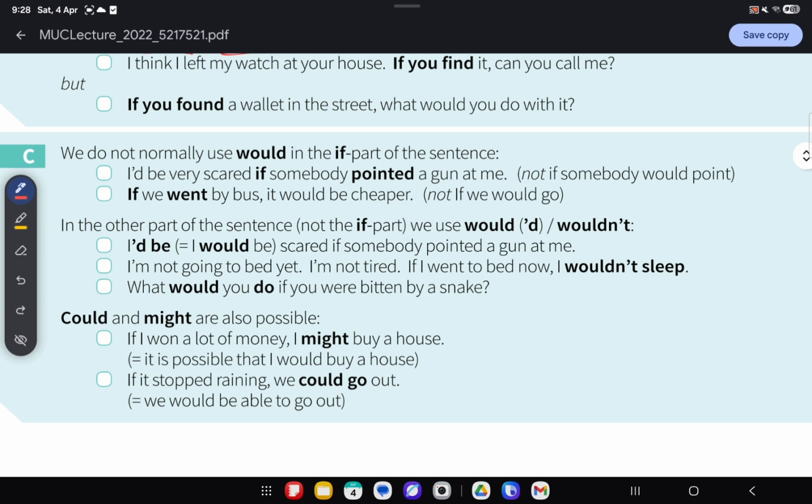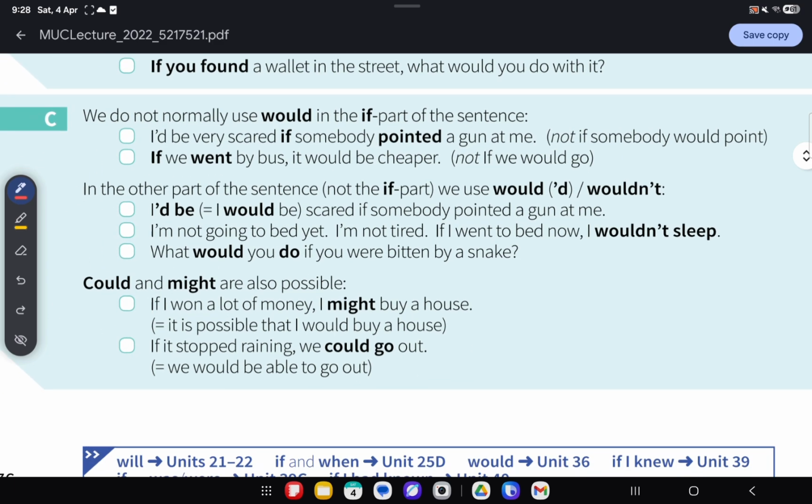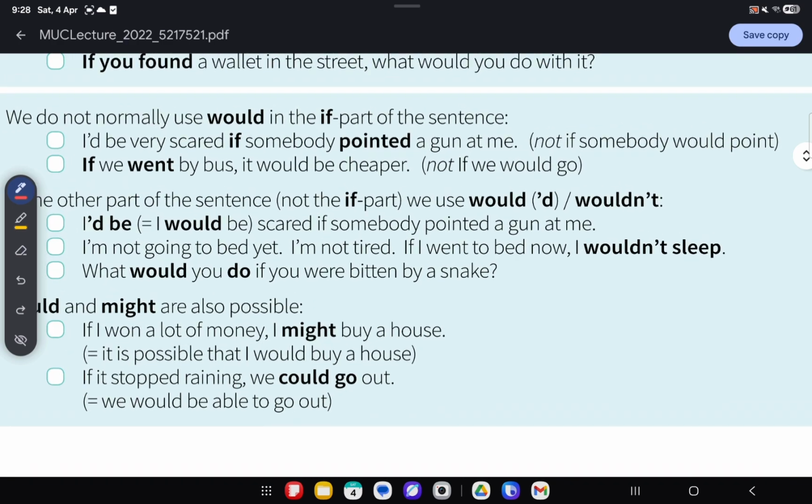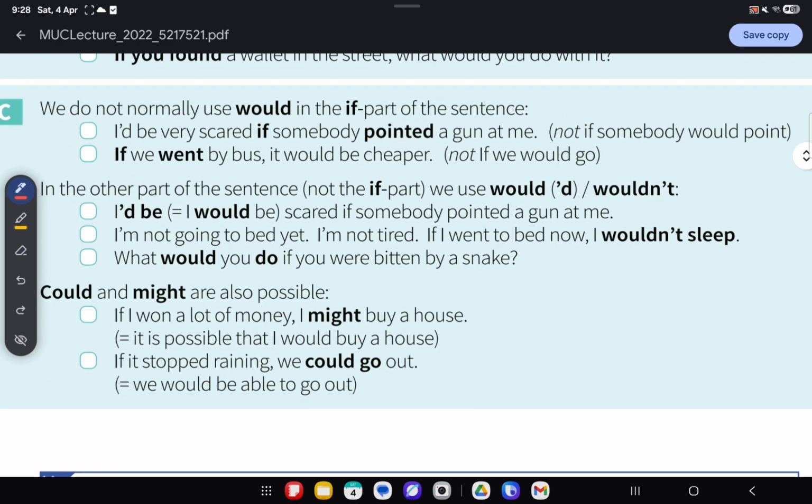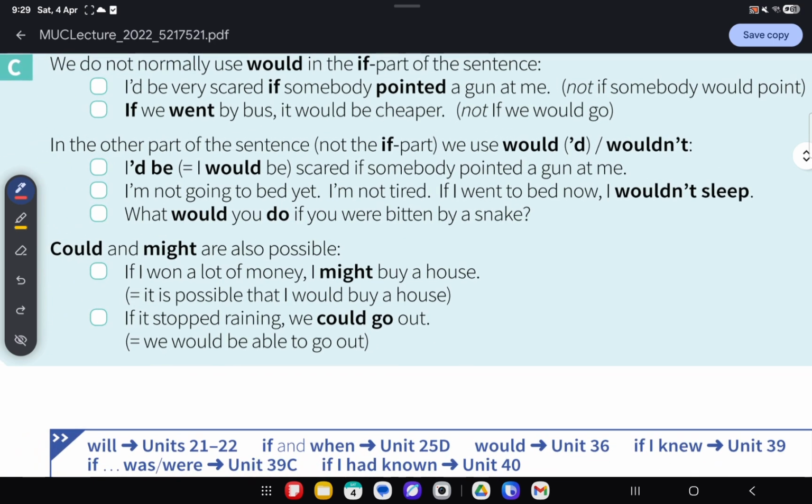I would be scared if somebody pointed a gun at me. I'm not going to bed yet. I'm not tired. If I went to bed now, I would not sleep. What would you do if you were bitten by a snake? Then could and might are also possible. Like would, could and might are also possible in the if type of sentences.